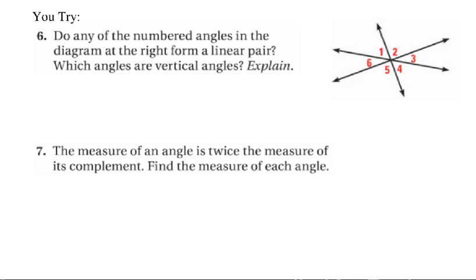And then which angles are vertical angles? There are actually 3 different sets. So one set would be 2 and 5. Another set would be 3 and 6. The other set would be angle 1 and angle 4.